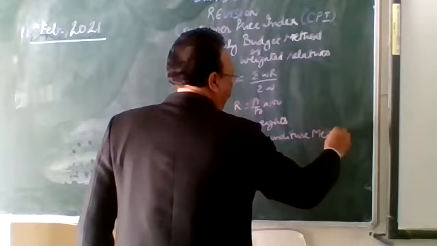Okay, so today we are going to do a revision once again on the consumer price index and the methods of preparing or making a consumer price index number. There are two methods for making a consumer price index. First is the family budget method.